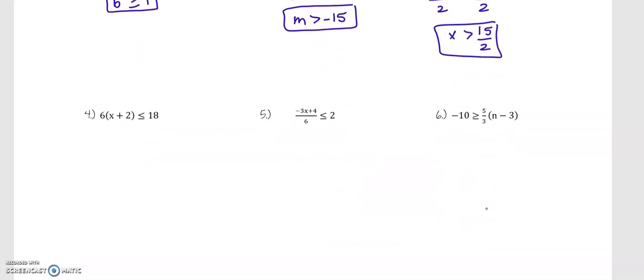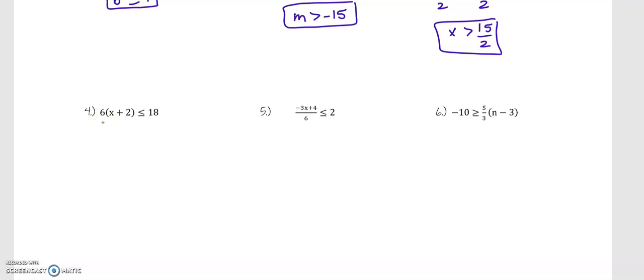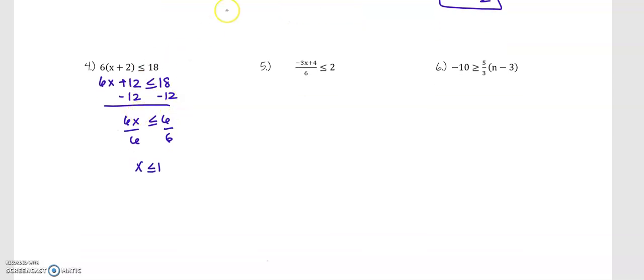A couple more. Notice now I've got some distributing that can happen. So I'm going to distribute the 6. And now we'll continue like normal. I'm going to subtract the 12. And I'll divide to get that x by itself. I see a fraction, hate the fractions, right? Let's get rid of the fractions. The 6 is canceled and we're left with the numerator. And now I solve this like normal.